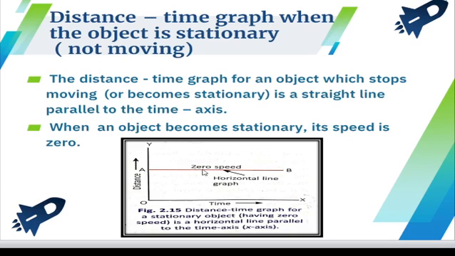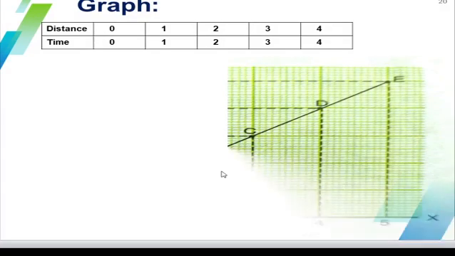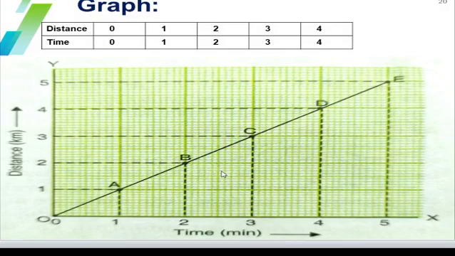Suppose they ask for the diagram, you want to note down all these parts and label them, yes or no? Horizontal line, zero speed, distance, time, arrow mark, OX, OY, you want to mark all of them. Yes, right. And from the graph we should note down the motion of an object.